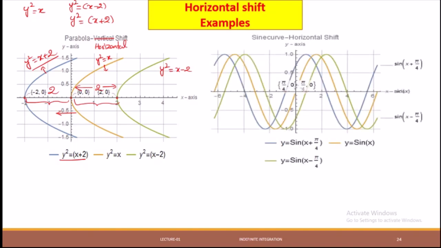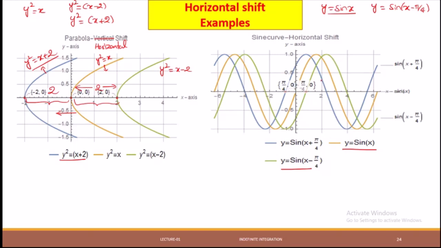Y is equal to sin x. So here I have considered the y is equal to sin x function. Anyway, you know the graph of the sin x function. It is represented in the orange color curve. Now I would like to plot the graph of y is equal to sin of x minus pi by 4, and you can see it is represented in the green color curve.